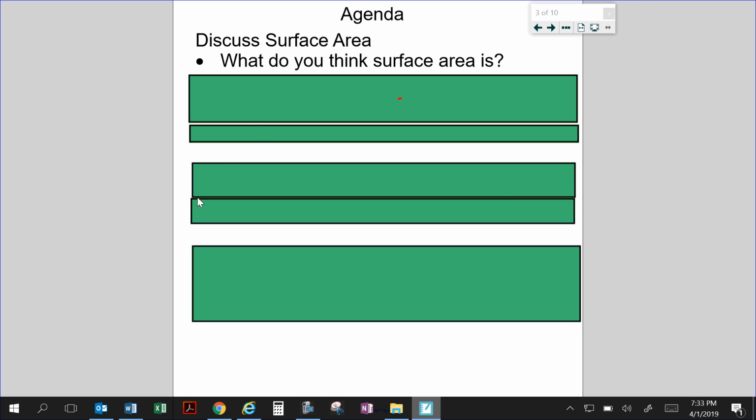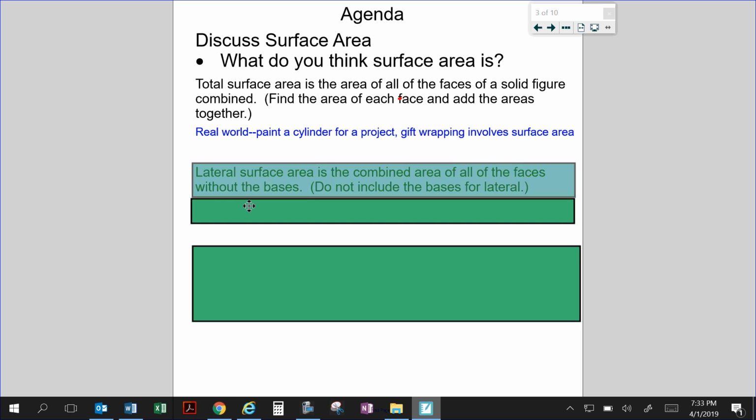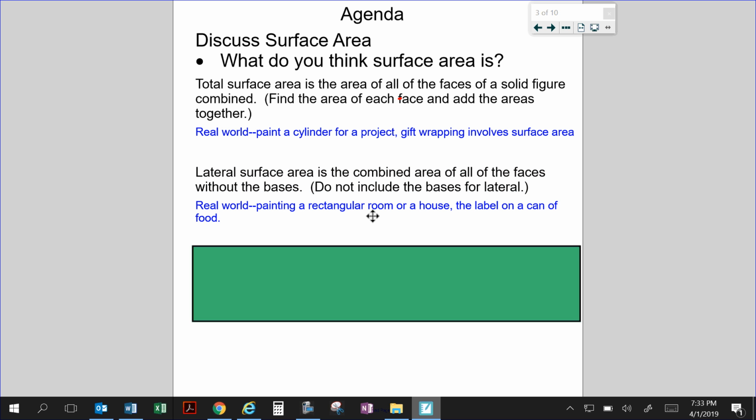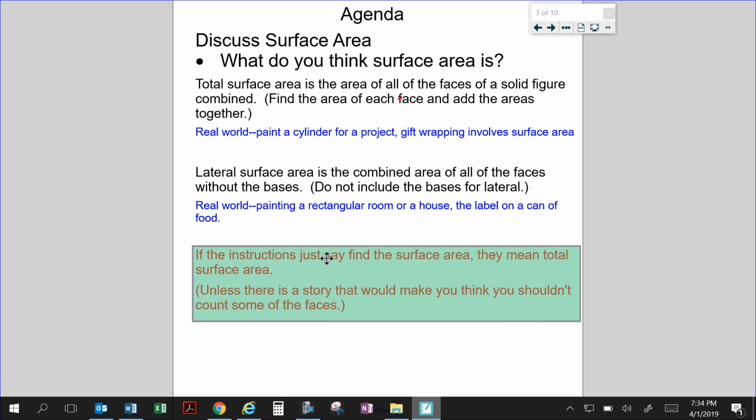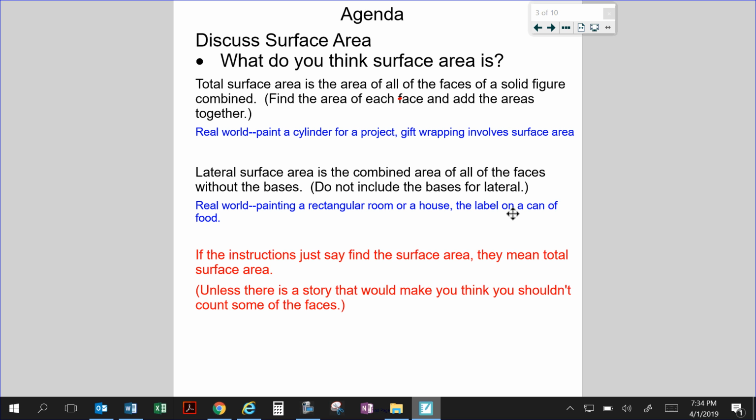So let's go back and look at this again. For example, in the real world, you're painting a rectangular room or a house. So you're painting the walls, not the ceiling or the floor. Or the label on a can of food, because you cannot put a paper label on top of the can or the bottom of the can. If the instructions just say find the surface area, they mean the total surface area, unless there's a story that would make you think you shouldn't count some of the faces.